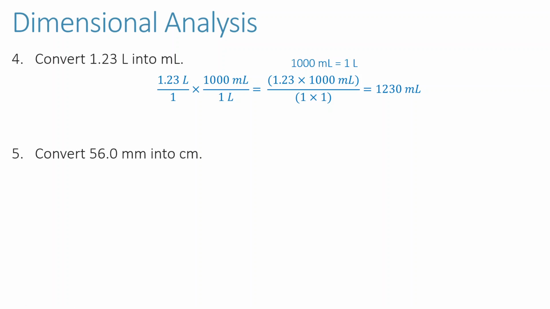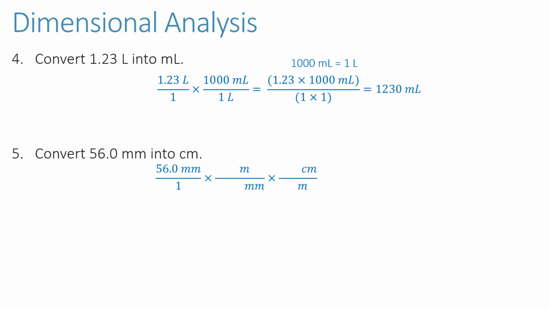The next question, we want to convert 56 millimeters into centimeters. So if we know how many millimeters are in a centimeter, we can do this in one step. If we don't know that, well, we can change millimeters to meters and then meters to centimeters. So I'm going to start with my 56.0 millimeters over 1. And I'm going to change millimeters to meters. Then I don't want meters, I want centimeters. So I'll change meters to centimeters.